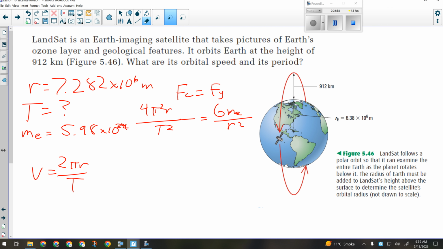Okay, so I'm looking for T. Now, T is on the bottom. If I'm going to solve for it, it needs to be where? On the top. So this manipulation is about as involved as they will get. It's just algebra, just multiplying and dividing, but there's a lot of it. T squared's on the bottom, I want it on the top over here, so I'm going to multiply both sides by T squared.